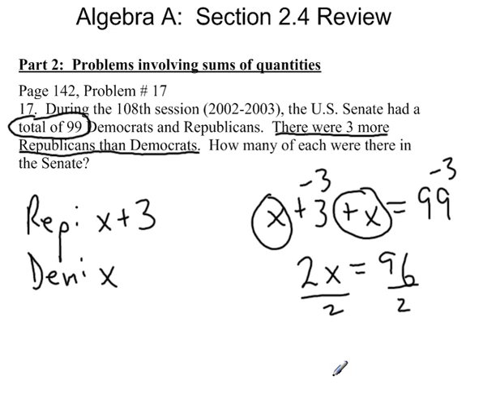Divide both sides by 2 to solve for x. You get x is 48. Now plug that number back in over here. So you have 48 Democrats, and add 3 to that to get your number of Republicans. That's 51. Now mentally check your work to be sure that you do have that total of 99 that the problem said you had. 51 plus 48 does give you 99, so you know that you're correct on that.